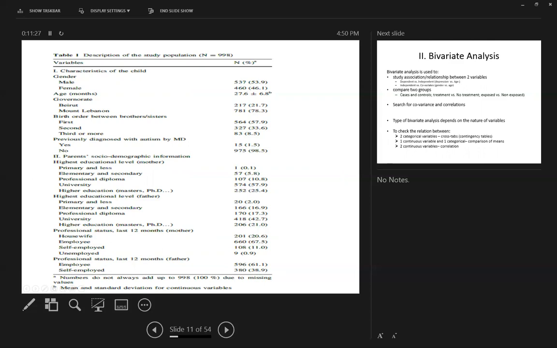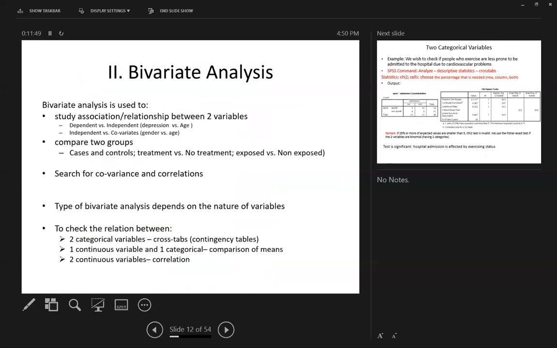You have another part of the table which is parent sociodemographic information: education level of mother and father, professional status of mother and father. And a note here that the numbers do not always add up to the 998 because in some variables we have some missing data, so they don't always add to 100%. So this is what it is.